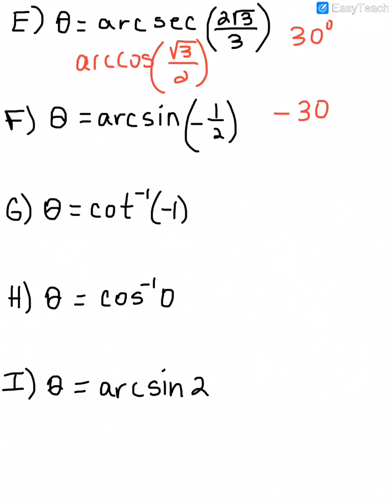For the cotangent inverse of negative 1, that would be the tangent inverse of negative 1, because if we take the reciprocal of negative 1, we get negative 1. Now, dealing with cotangent and tangent, there's a little something that we need to know.